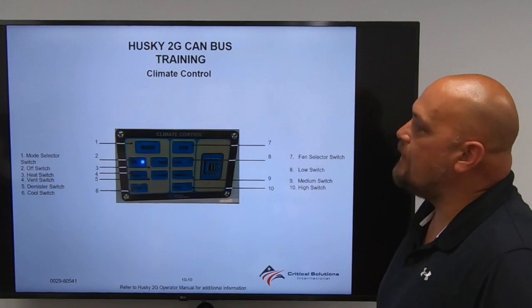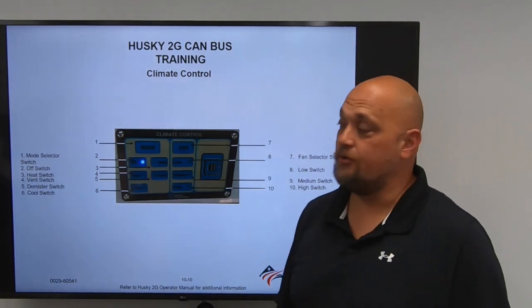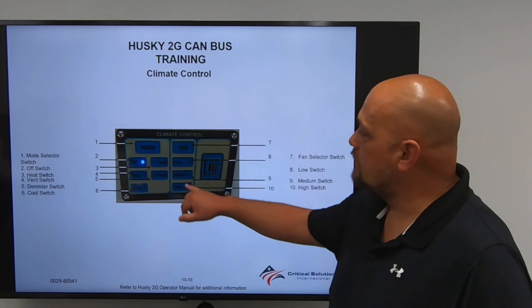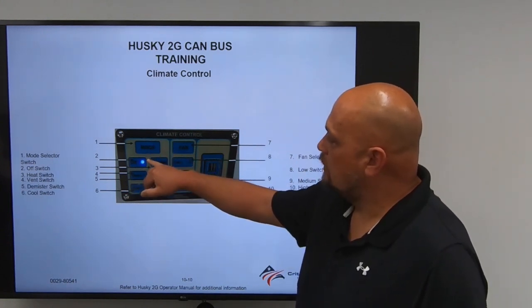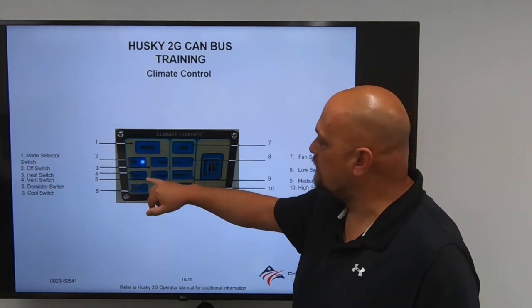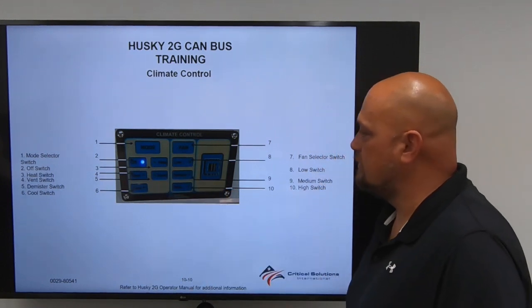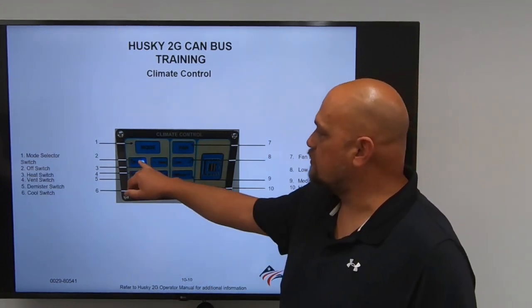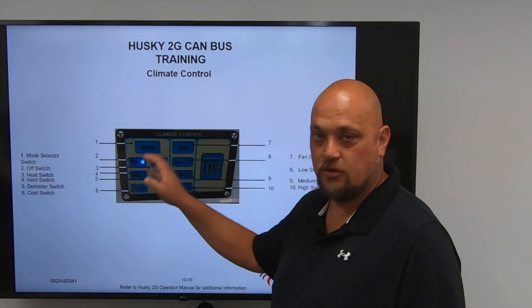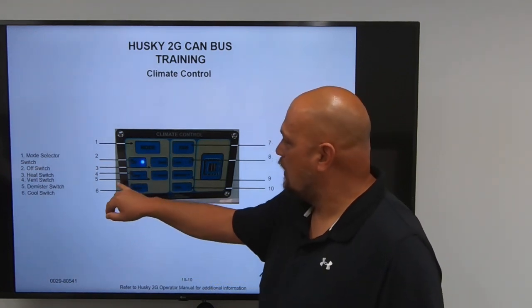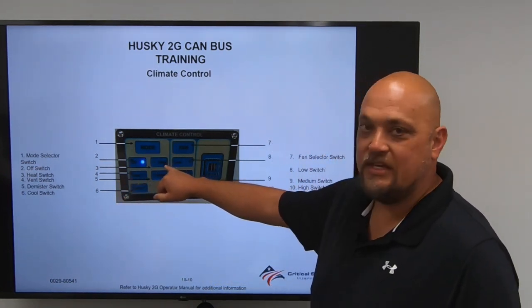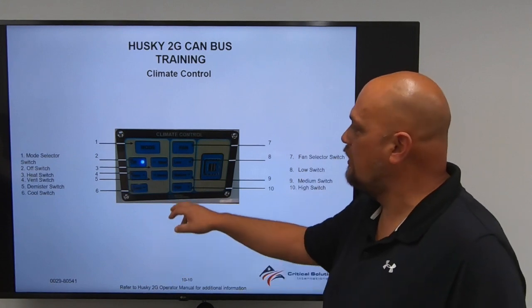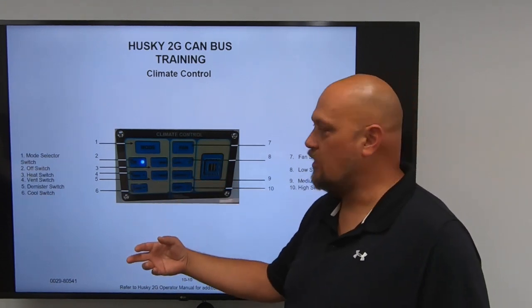Moving up top to our climate control or air conditioning and heater unit. Item number 1 is our mode switch. You can press this button to move it through the different positions. Item 2 is our off switch. You can press this button to turn the system off. Item number 3 is our heat. In case you need to turn the heat on, you can press this button and turn the heat on.